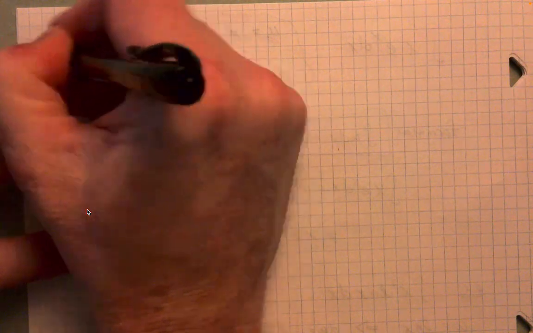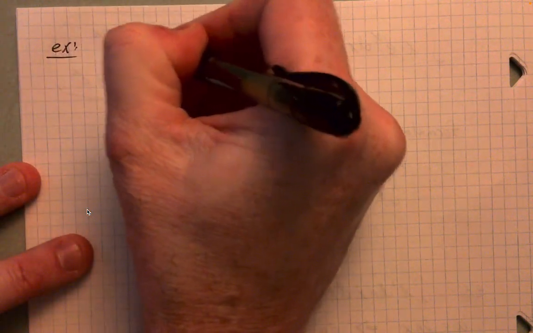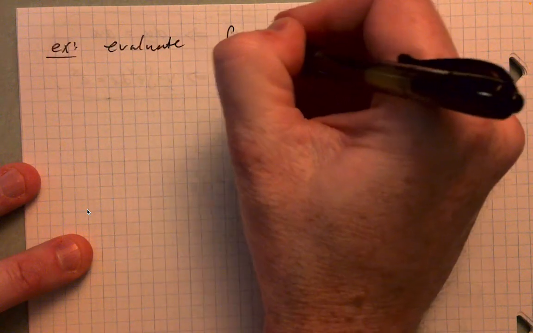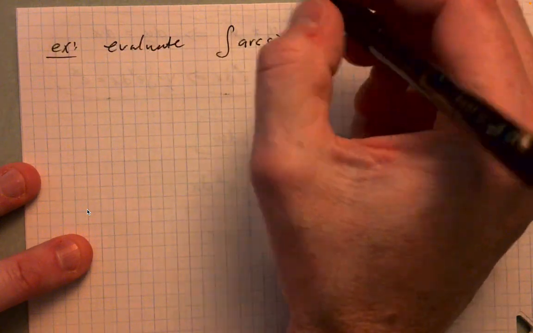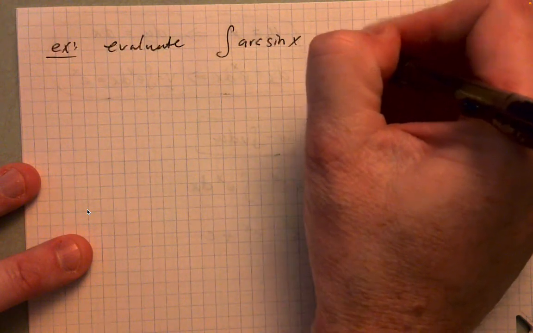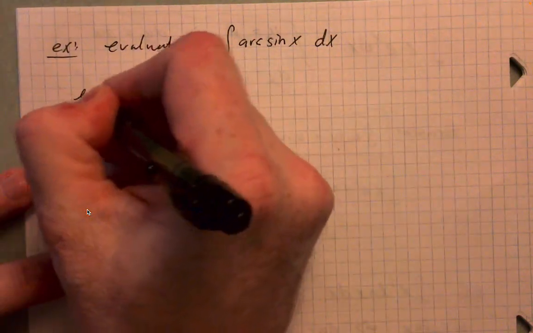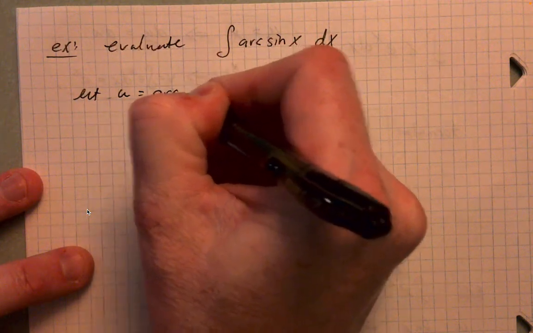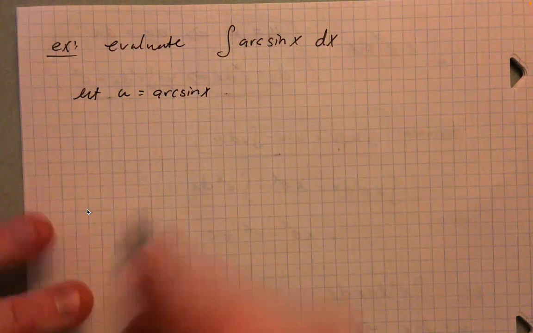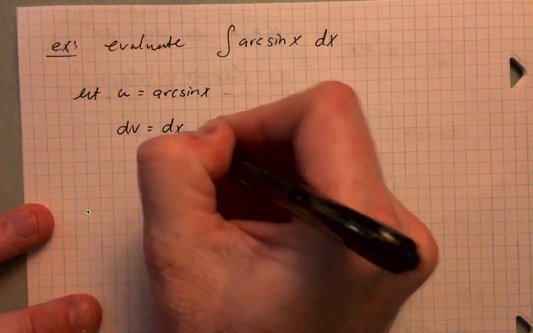How about this one? This is a little more complicated one. Let's evaluate the integral of arcsine x. Okay, so we don't have an integration rule for the arcsine, but maybe integration by parts can help us. So in this case, let's let u equal arcsine, and of course that means dv is equal to just dx.